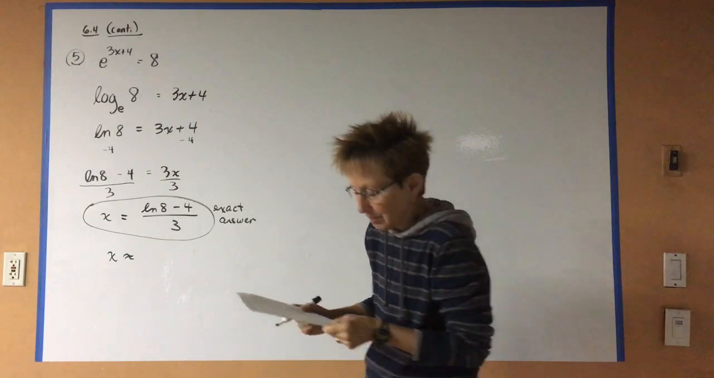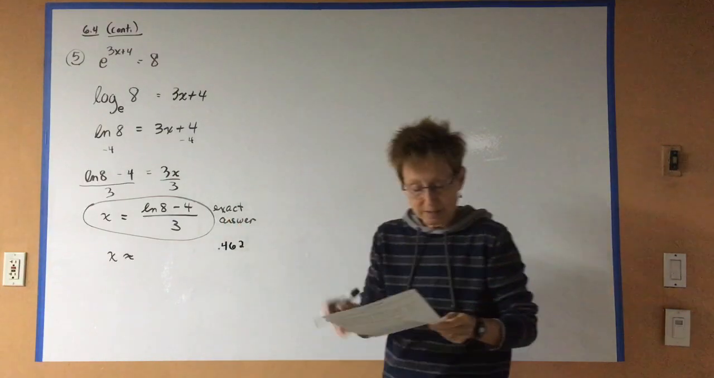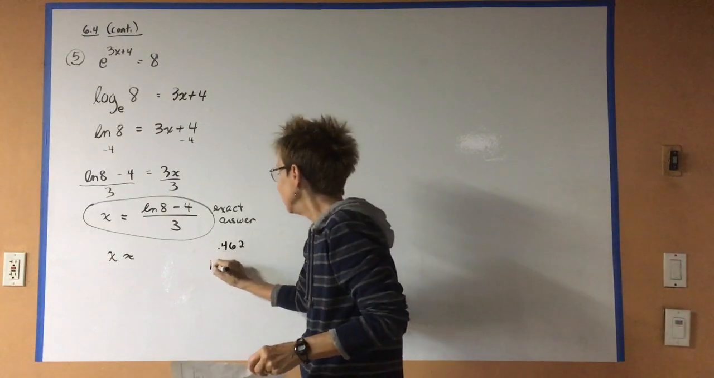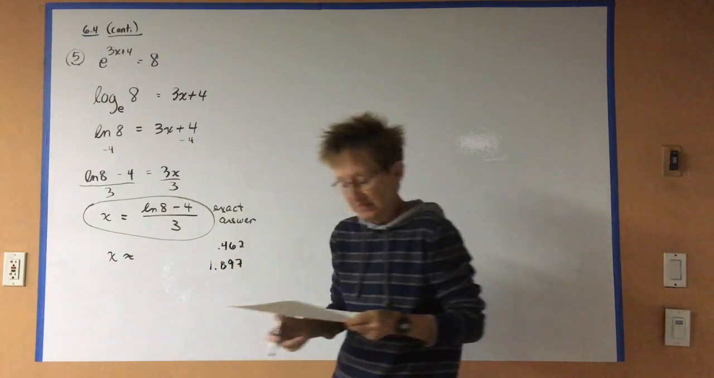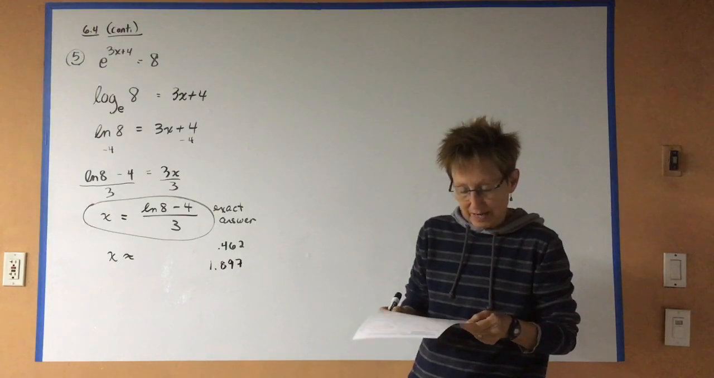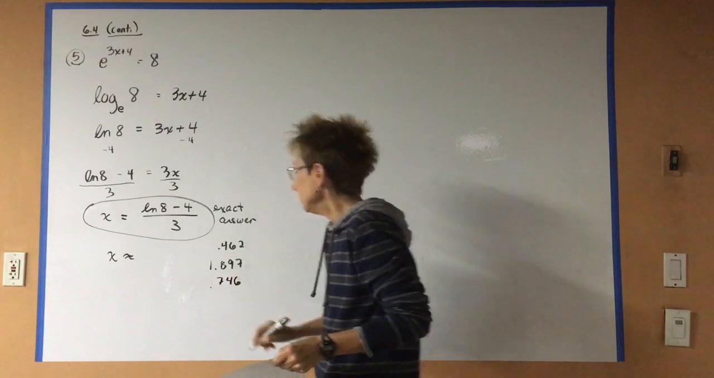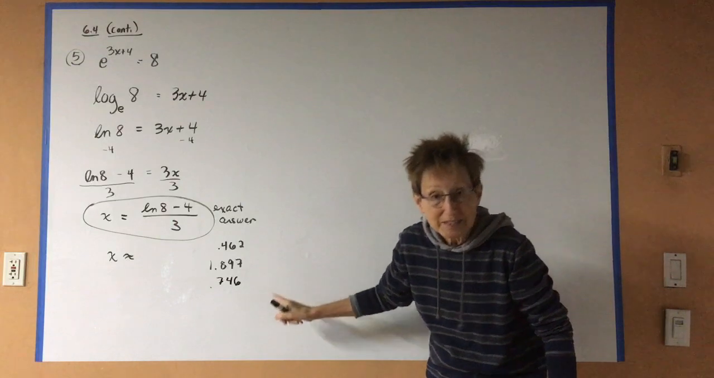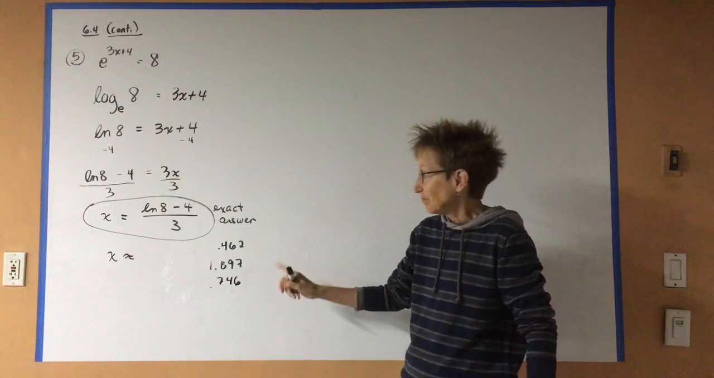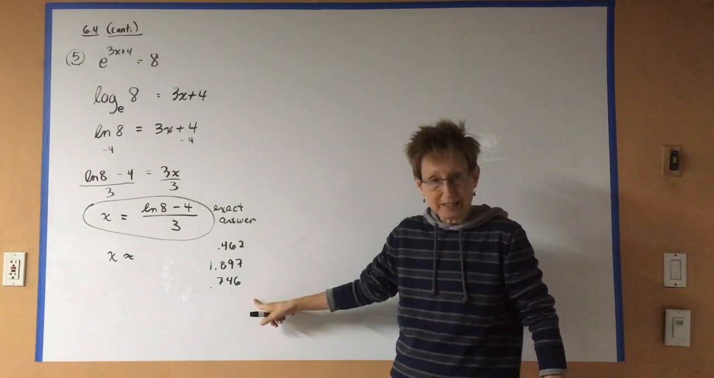I have one answer. Some of you got 0.462, rounded to 3 decimal places. And some of you got 1.897. I'm getting a bunch of different answers here. That's never a good sign. Some of you got 0.746. So did some of the rest of you get these answers and you just weren't willing to raise your hand and admit it? Well, if you got any one of these answers, you need to go try again.